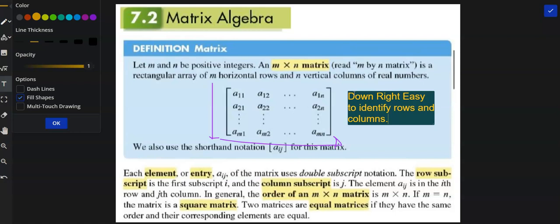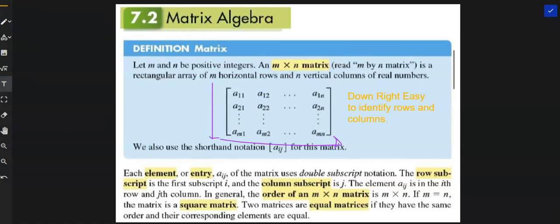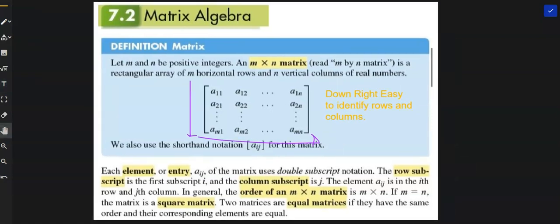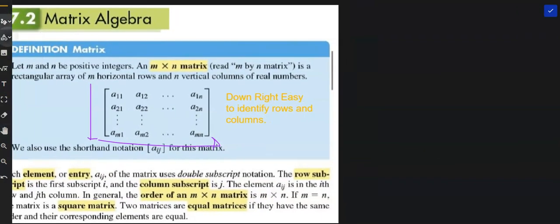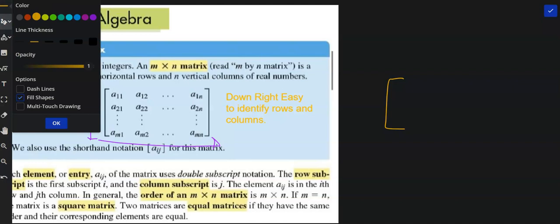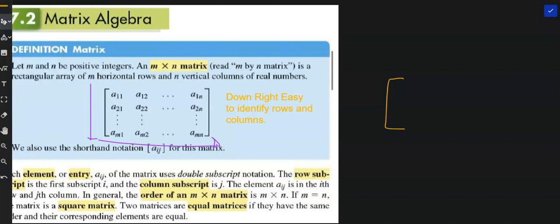Each item in the matrix is called an element. Yes? So you're saying like A and 2, that's an element? Yep.